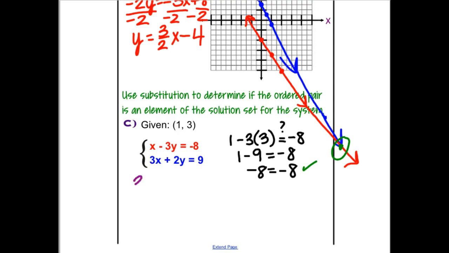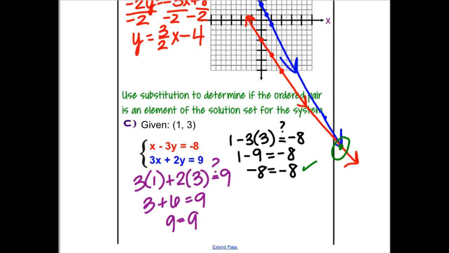So then I have 3 times 1 plus 2 times 3 should equal 9. 3 times 1 is 3. 2 times 3 is 6. 3 plus 6 should equal 9. It does, in fact. I do want you to go all the way until you hit that 9 equals 9 to show that you are correct. Don't just write it for the sake of writing it, because it might not always be true. So for your answer, you would say yes, (1, 3) is a solution, and you can abbreviate solution as SOL.